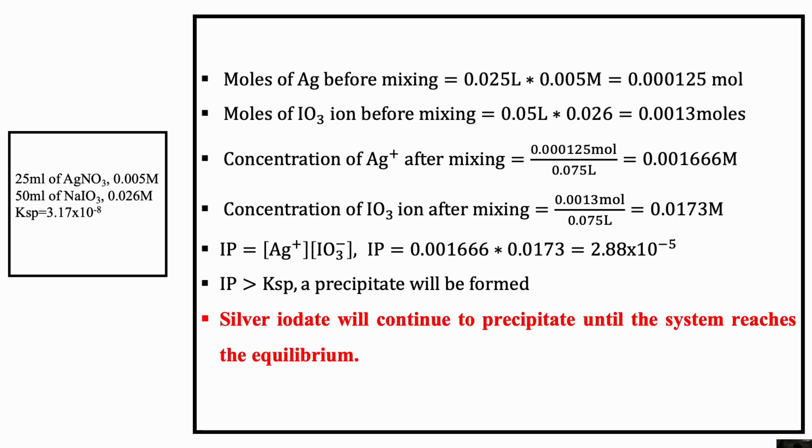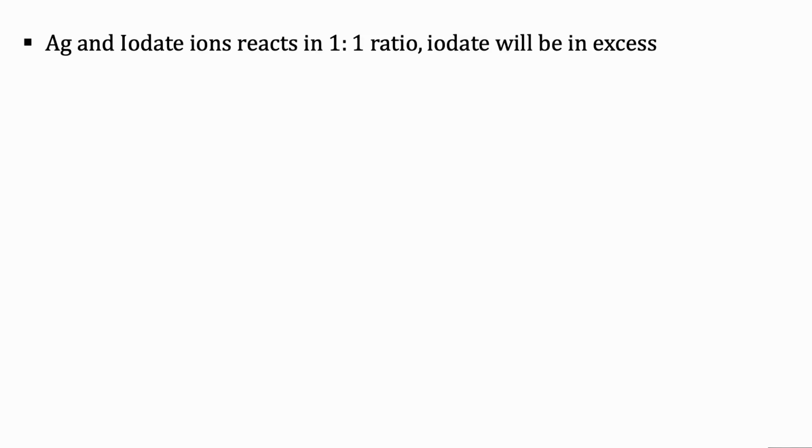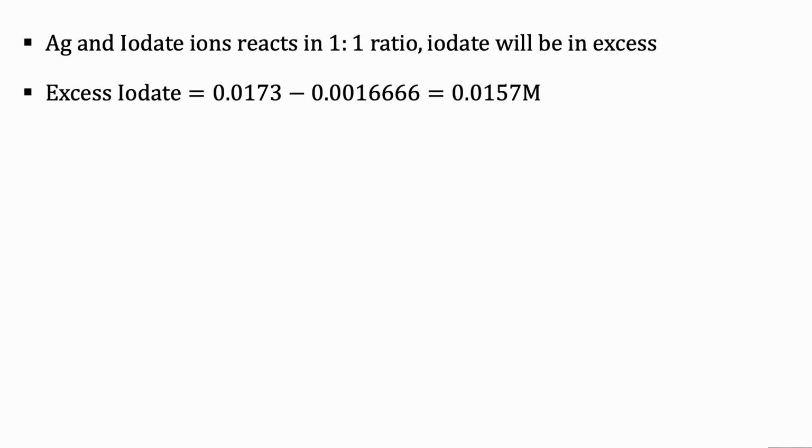Silver iodate continues to precipitate until the system reaches equilibrium. So here we do the new equilibrium. We see the excess iodate remaining: we take this one minus this one, then we get this one. That means this is the concentration of iodate that will remain in the solution together with the precipitate. Then we form a new equilibrium with this concentration of excess iodate together with the precipitate which formed, and they will again try to form the equilibrium.